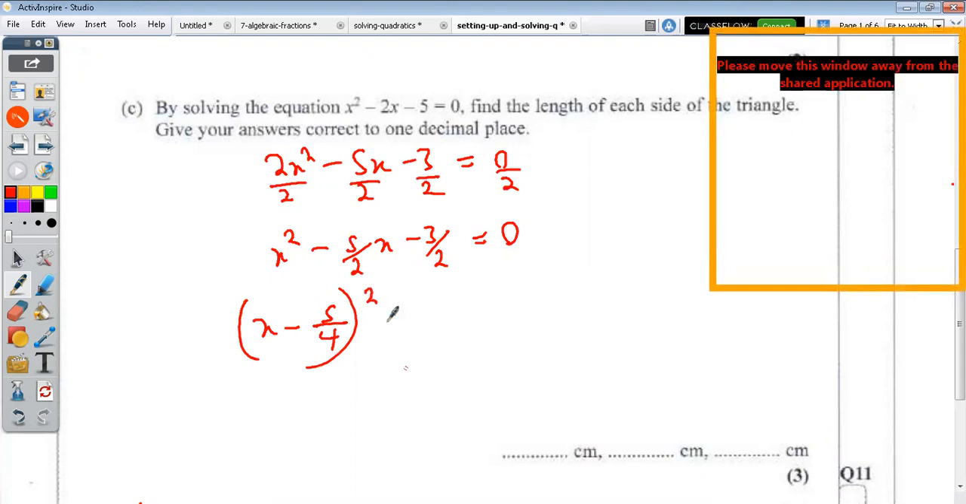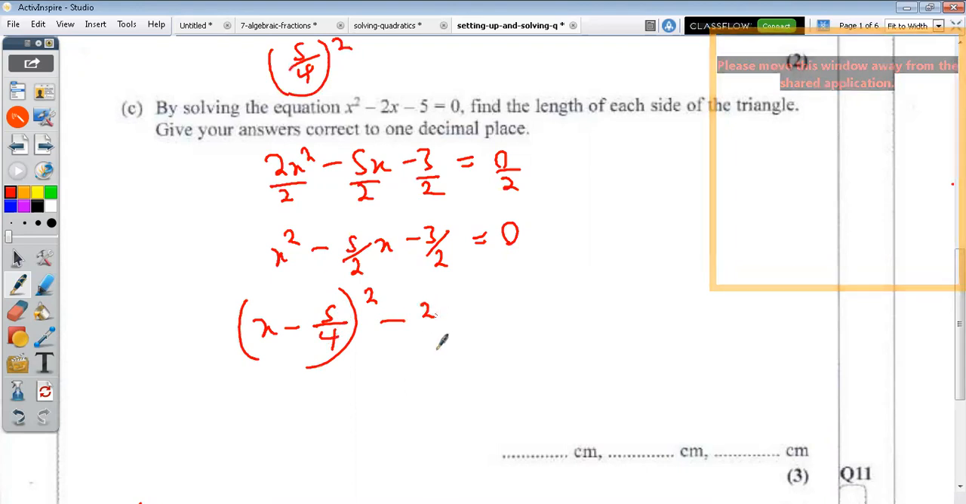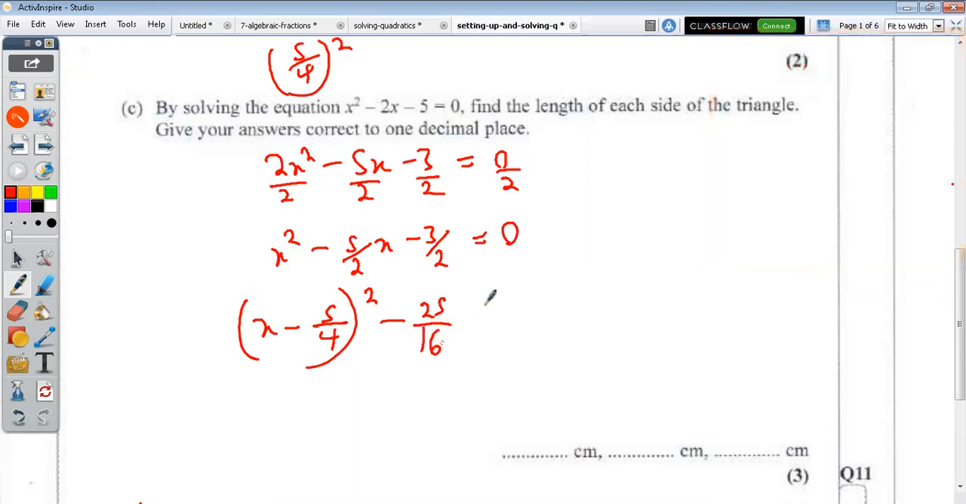Squared. Minus, this is the way I want you to listen. Minus, you square this. So I'm saying 5 over 4 squared. That's what I have to square. 5 squared is 25. 4 squared is 16. Minus 3 over 2 is equal to 0.